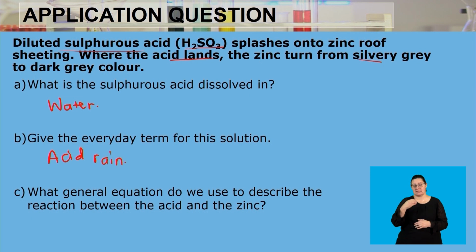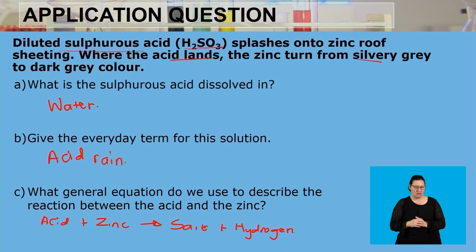Then question C says, what general equation do we use to describe the reaction between the acid and the zinc? Let's just think about it for a minute. We have acid, could be any acid, plus zinc, and then the product that is going to be formed here is going to be our salt, plus hydrogen gas. And you may be wondering and asking yourself, why do we now have hydrogen gas? What happened to the water? To better explain this, let's make use of a practical example of the acid.